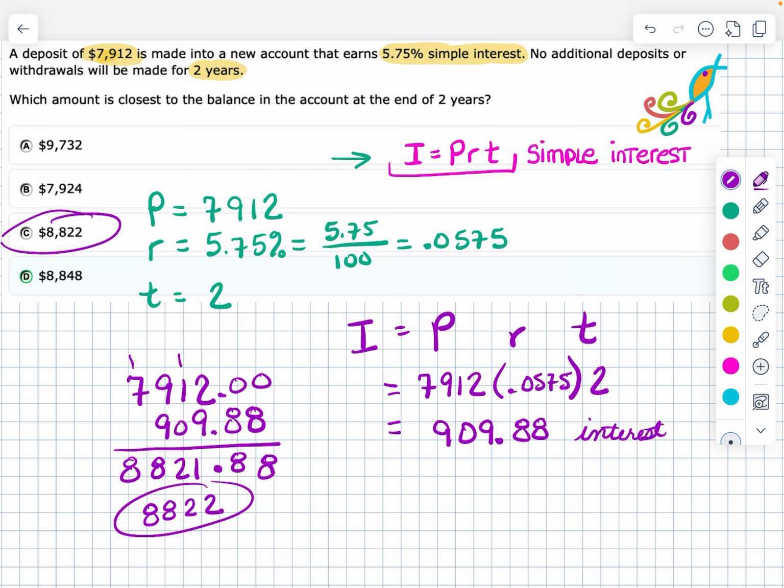If you notice, this answer is only $12 more than our principal, so we could have eliminated that one at the beginning if we had a good feel for what the interest would be.